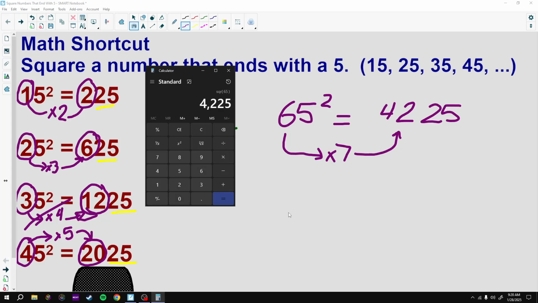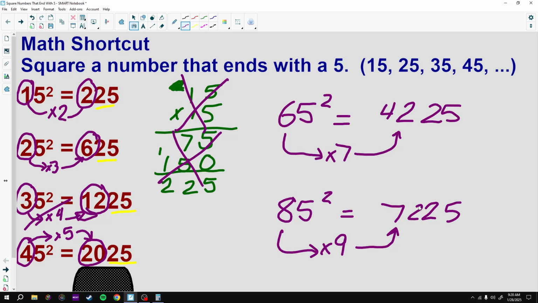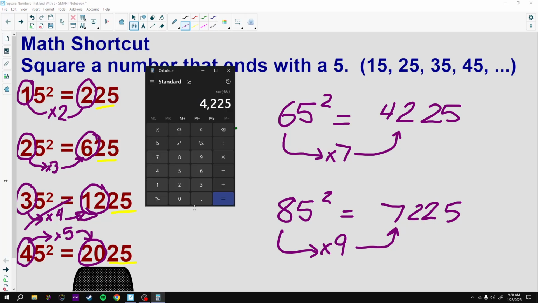Let's try one more. How about 85 squared? Well, that would be 85 times 85. Okay, let's try this one faster. We know it ends in a 25. And now here we go. 8 times 1 more. Well, 1 more than 8 is 9. Okay, what's 8 times 9? Well, 8 times 9 is 72. That fast? Is it really that fast? Let's try. So 85, let's just type in times 85, which is the same thing as 85 squared.